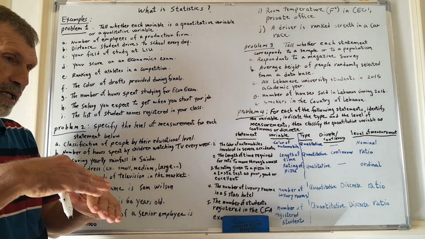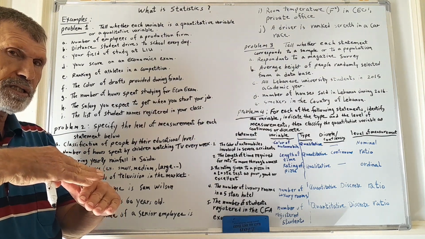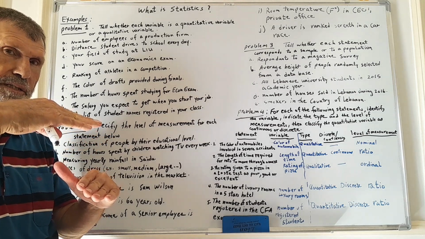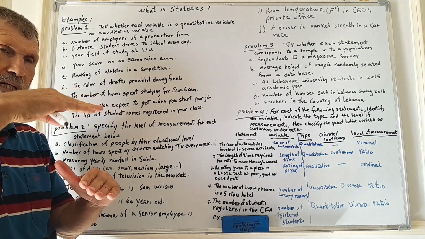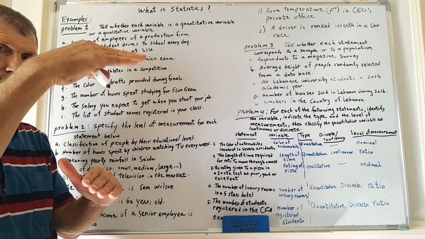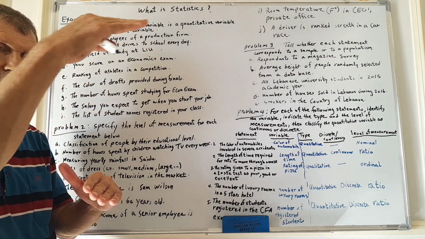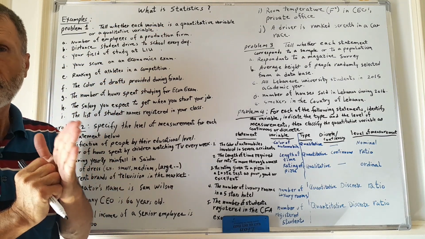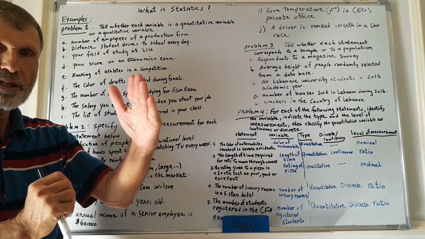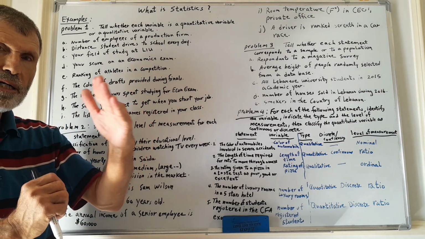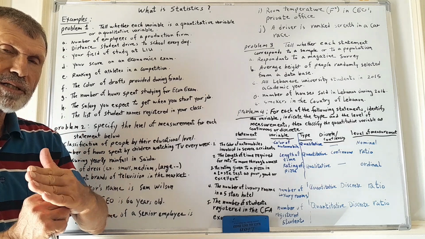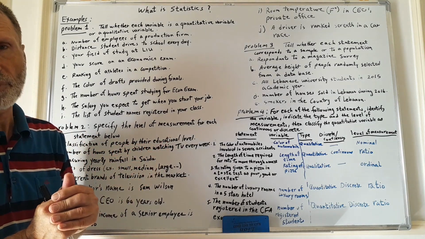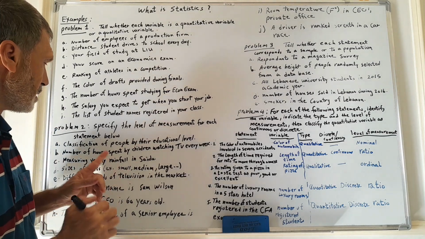So these can be ranked. First, freshman; sophomore is higher than freshman, junior is higher than sophomore, and senior is higher than junior. Therefore, here we're talking about the ordinal level of measurement.